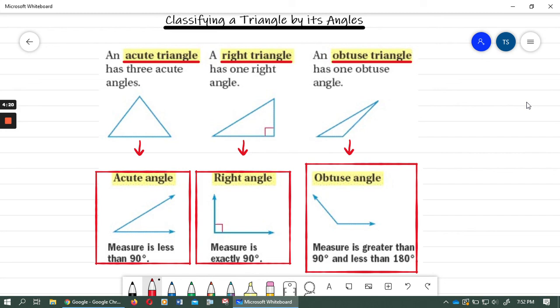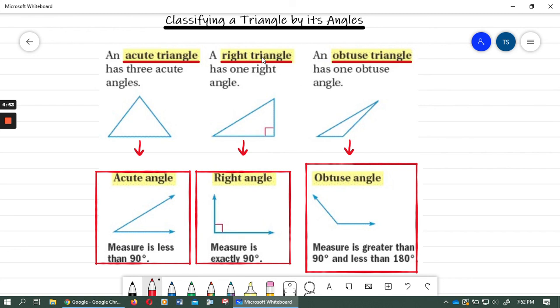An acute triangle has three acute interior angles, right? And an acute angle is an angle whose measure is less than 90 degrees. In other words, for an acute angle, the measure is between 0 degrees and 90 degrees, but it has to be less than 90 degrees. Greater than 0 degrees and less than 90 degrees.